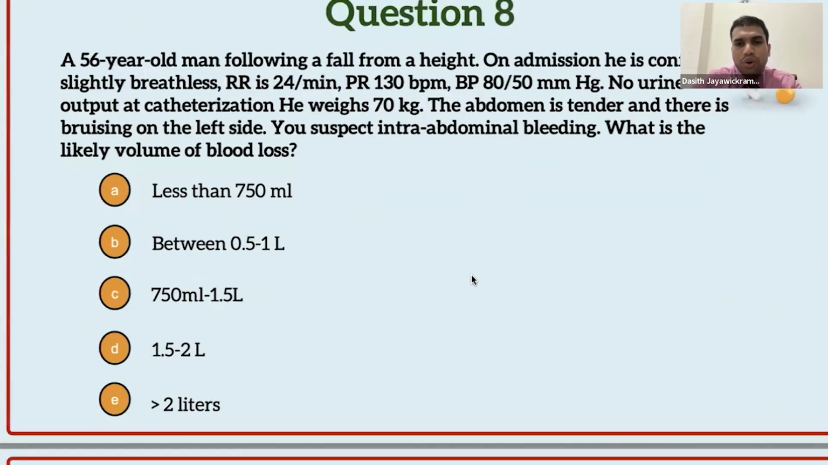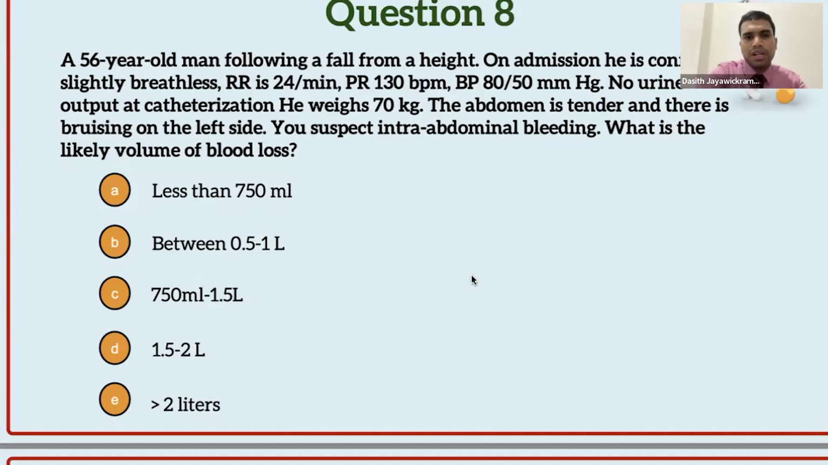So I think I said the answer is D, 1.5 to 2 liters. I'm sorry, while you were answering the questions, I had a look, and it's actually more than 2 liters because this is class D hemorrhage. I'm really sorry for the confusion. I will explain this question again.